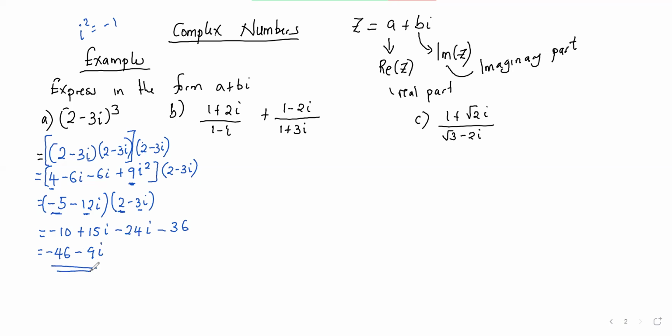So we have expressed it in the required form. When they say express in the form A plus BI, you just need to leave it like that. We don't need to say A is equal to -46, B is equal to -9. No. You just leave it there.